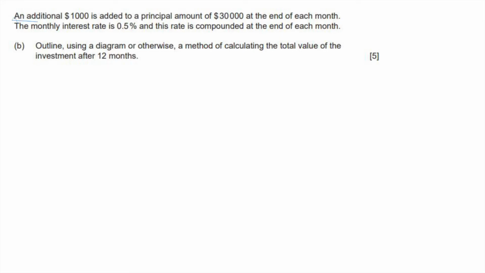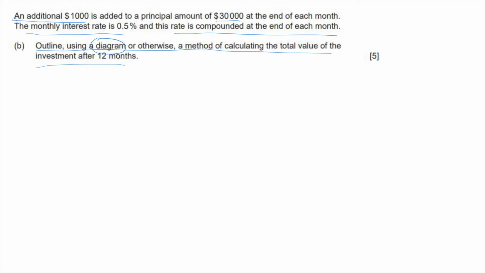So it says an additional $1,000 is added to a principal amount of $30,000 at the end of each month. The monthly interest rate is 0.5%, and this rate is compounded at the end of each month. Outline using a diagram or otherwise a method of calculating the total value of the investment after 12 months. So this doesn't explicitly say spreadsheet, but that's what the expectation is. And some questions will say it, some questions won't. But the fact there's a diagram basically means you need to draw out a spreadsheet.